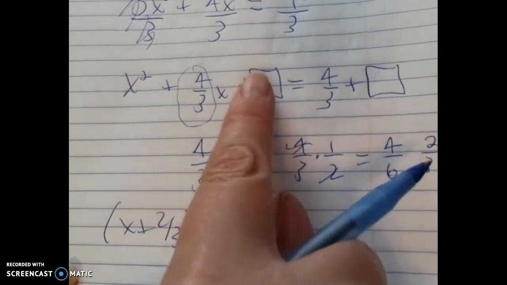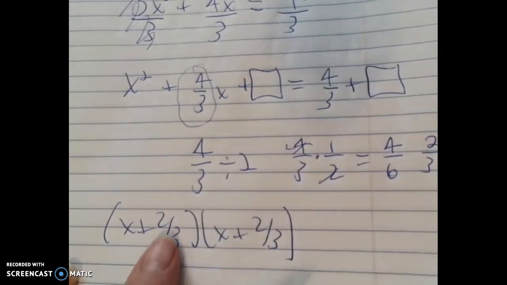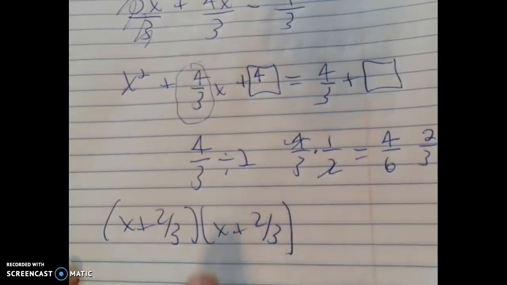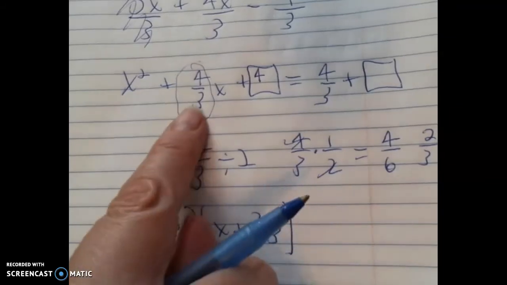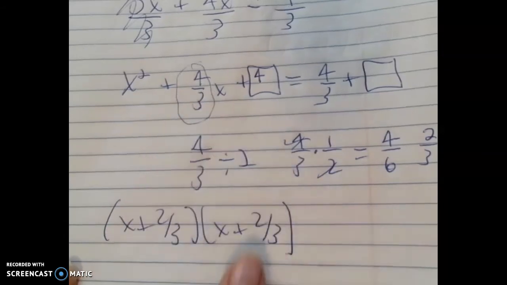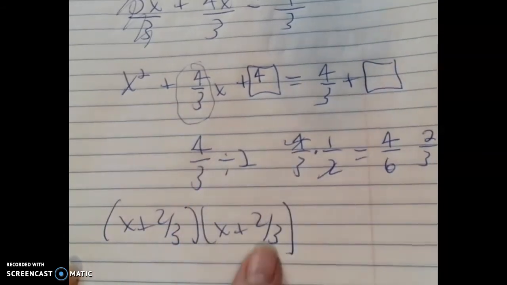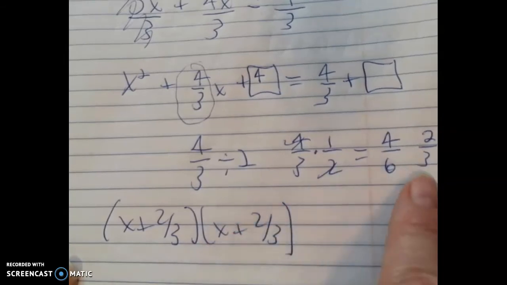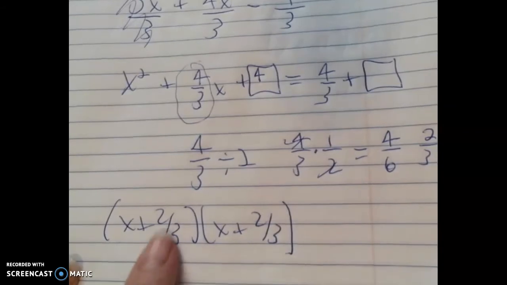And so what do I add to both sides because I did that? Well, 2/3 times 2/3 is what? Is that 4/9? Which again is that number divided by 2 and then squared. So we divided by 2 and now we're squaring it. All right, so we're adding, what did I just say? 2/3 and 2/3, 4/9, sorry.